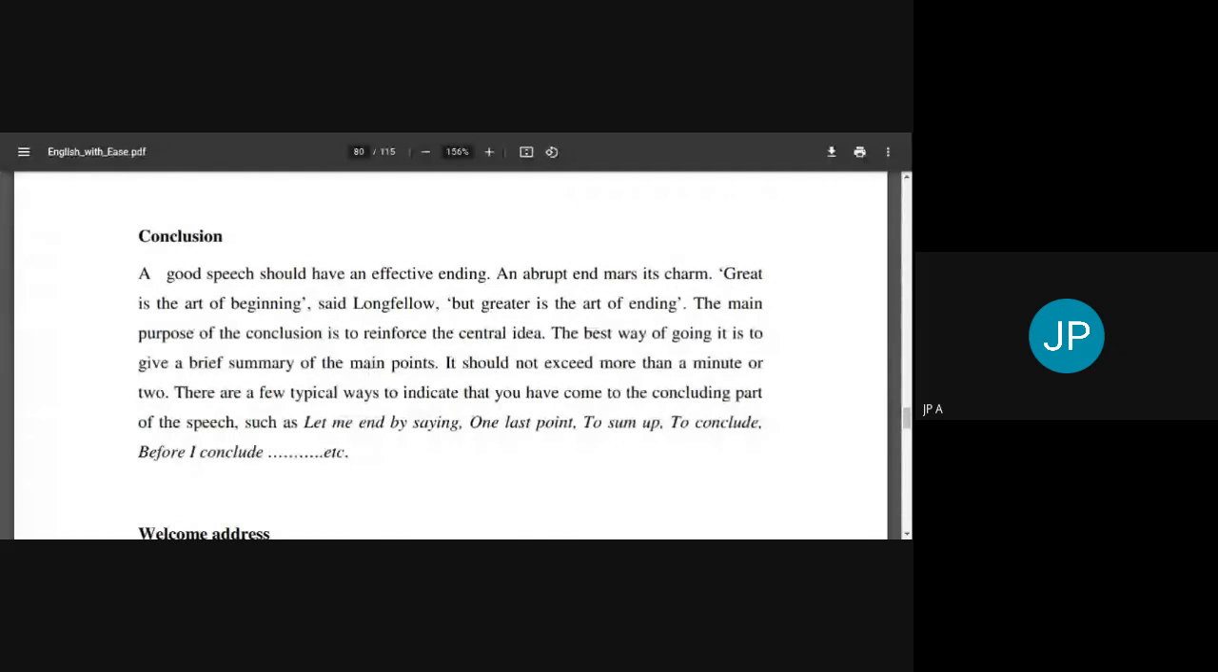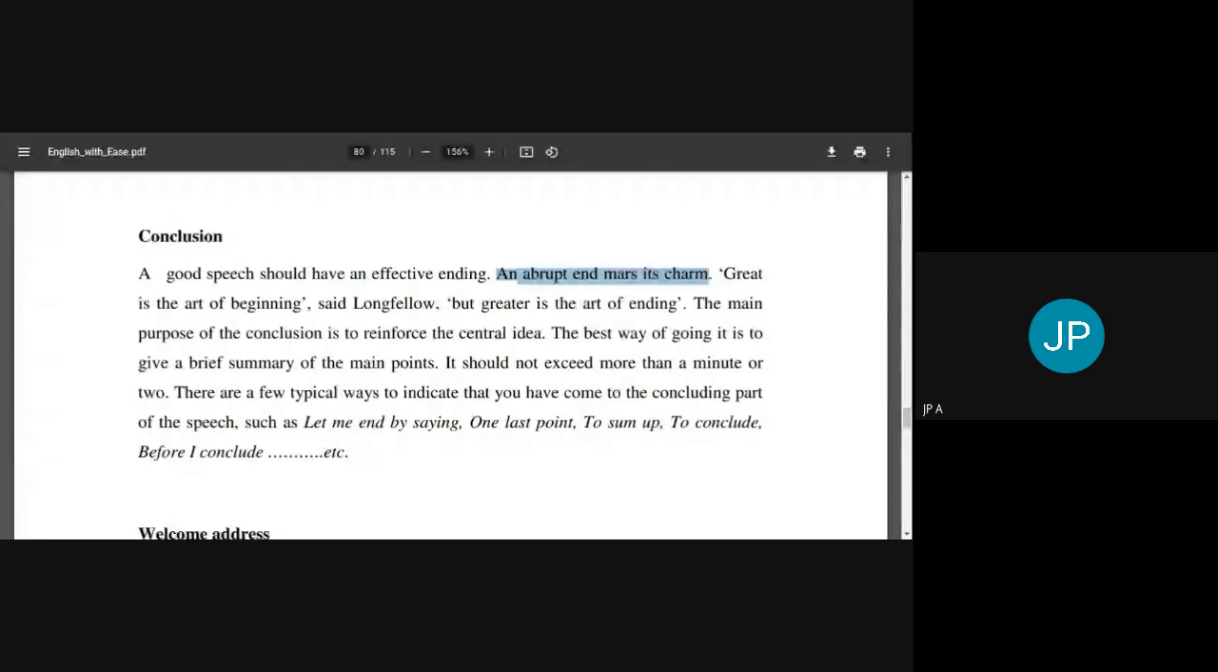Okay, then we have the conclusion also. So the conclusion should be very effective. Effective ending means it should not suddenly end. An abrupt end mars its charm. Abrupt means sudden. Mar means to destroy. So a sudden ending of any speech can destroy the beauty of the speech, and people will not be interested in listening to it anymore.